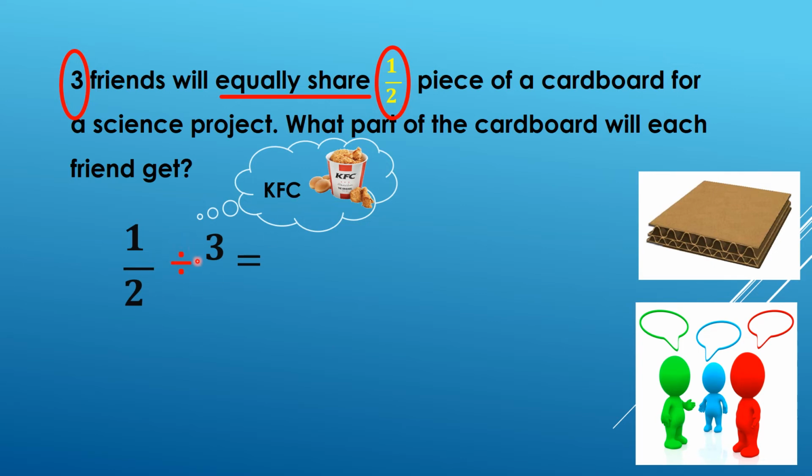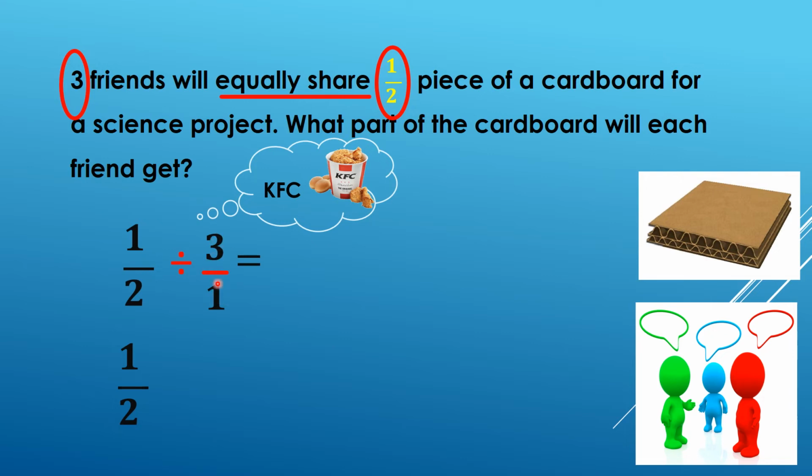Do you remember now? What do I keep? I keep the half. What do I change? I change, right, the division into multiplication. But before that, I need to flip the 3. Keep, flip, change. I flip the 3. How do I flip the 3? Actually, 3 can be written as 3 over 1, right? This is how you write 3 or 5 or 6. You just divide them by 1 because the answer is the same.